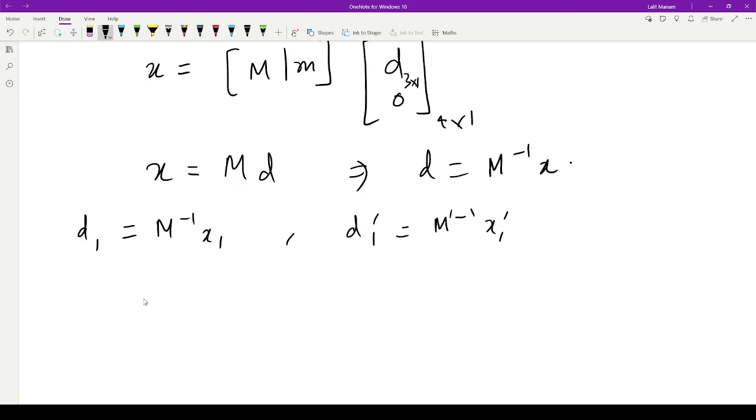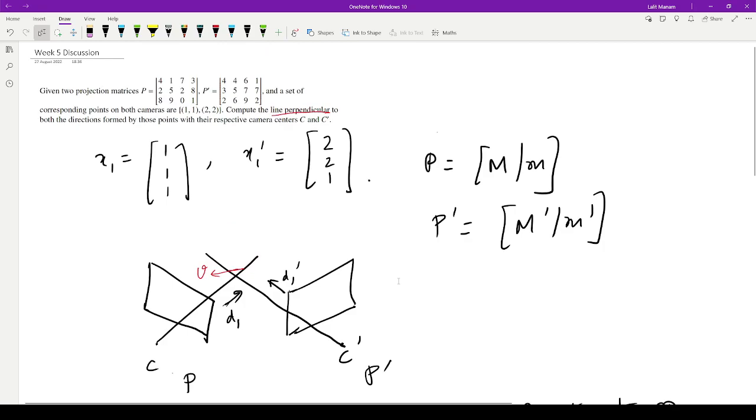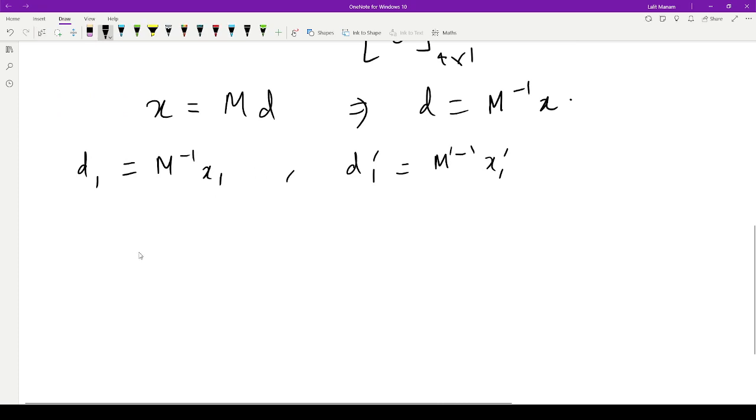Given these things, I hope you understand that this is M and this is small m, this is M prime and this one is small m prime. That's how we define our projection matrices P and P prime. And if you just place it and solve for it, what do we get? We get some weird number. I'll just write it for D1, something like this.